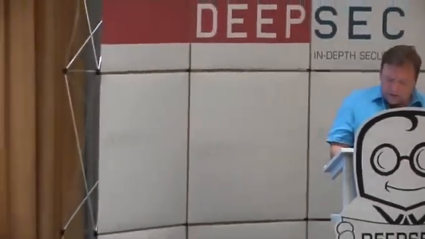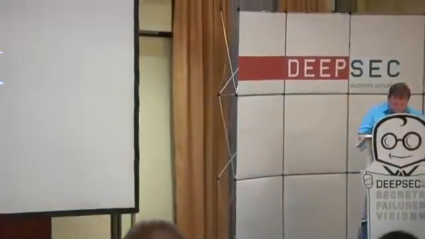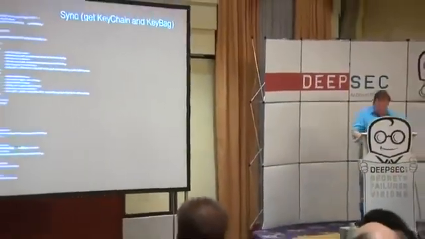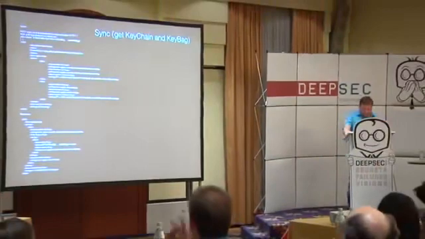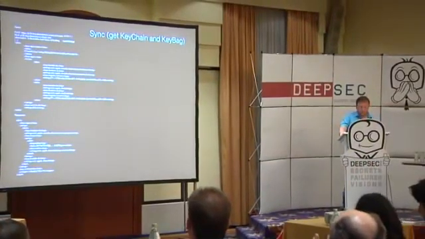Here is basically a map of how it works. Also, sorry for the small text. It shows the interaction between the daemons running on the Mac and the components running on the Apple side. And here is a sequence of a sync query.